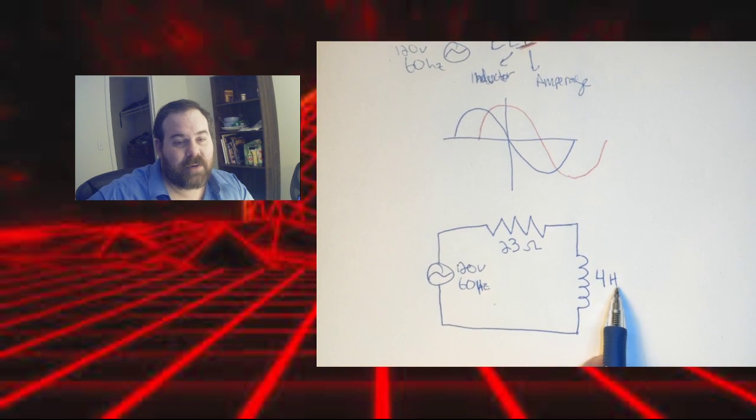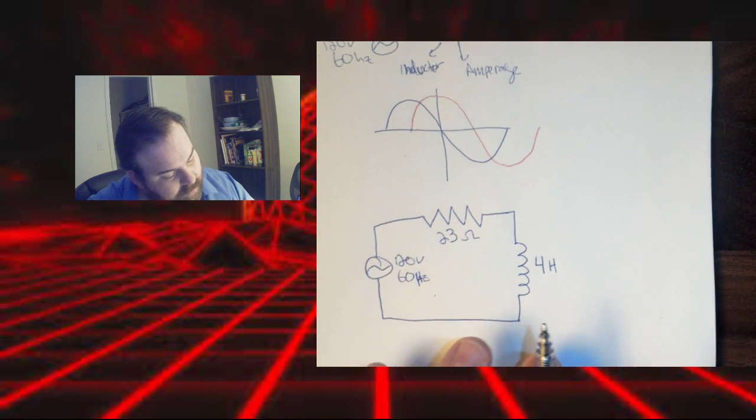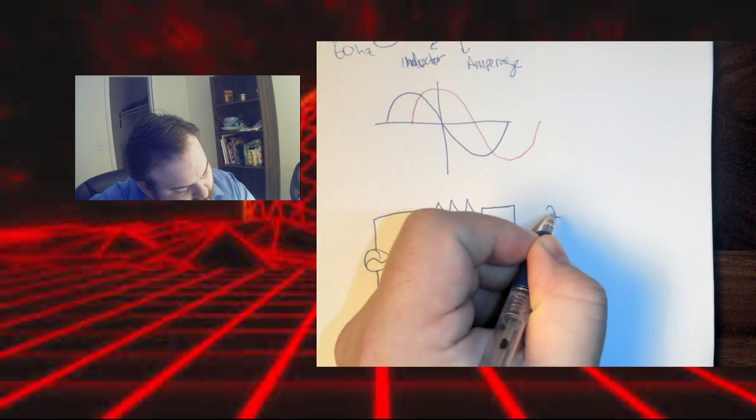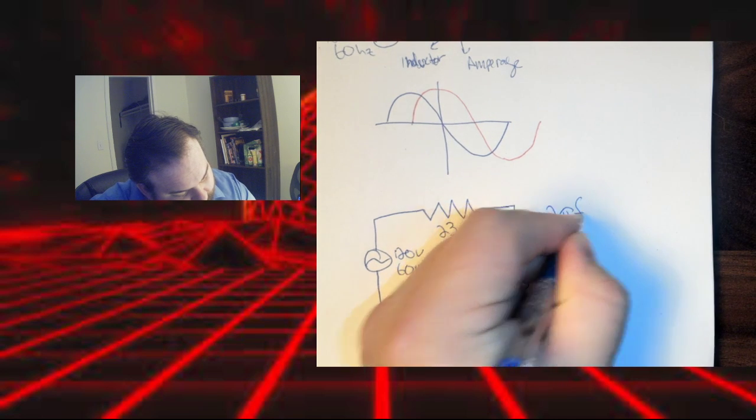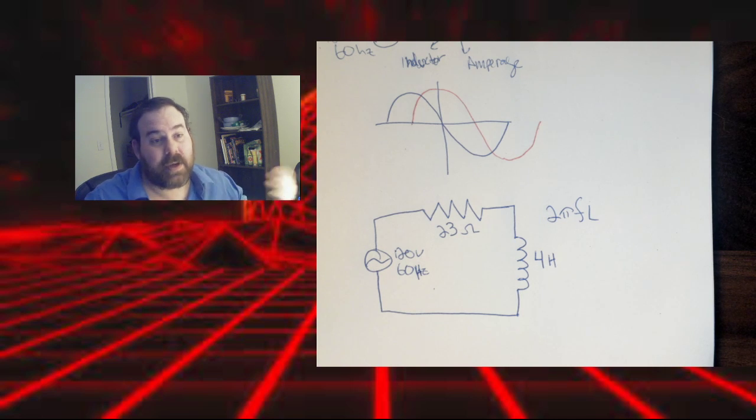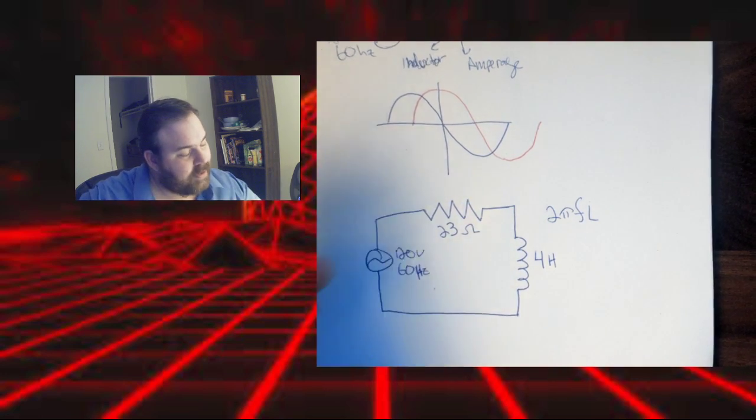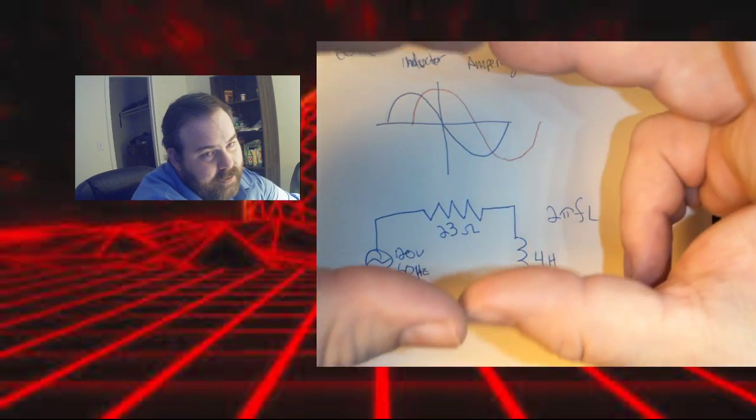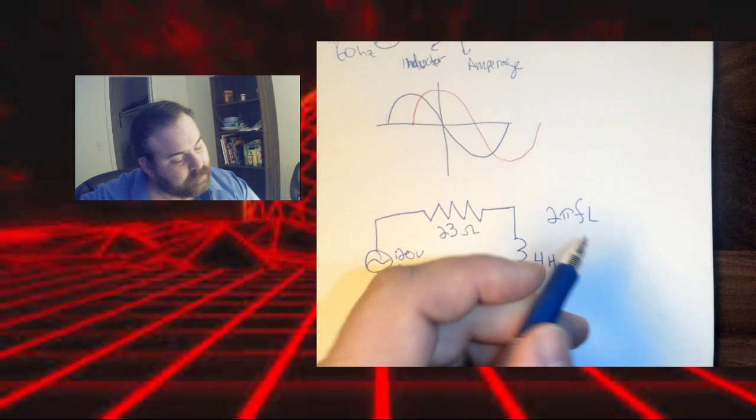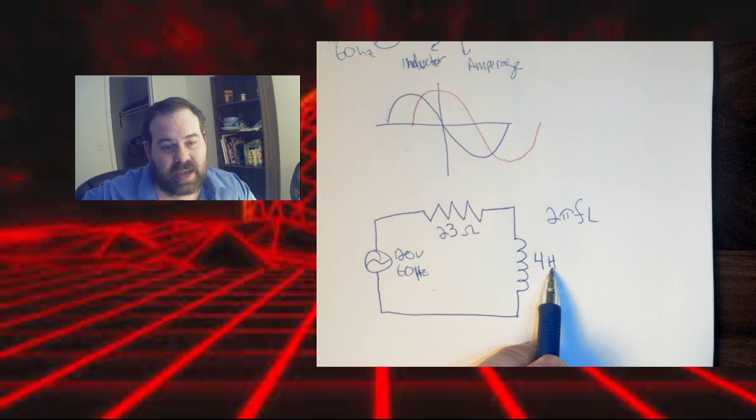We have to convert the henries to ohms. How you do that is with a simple equation here: 2 times pi times F times L. 2 is just a constant number. Pi is pi because this right here is just a circle that's been split. This is 360 degrees, so we have to use pi. F is the frequency, which we know is 60 hertz, and L is henries.